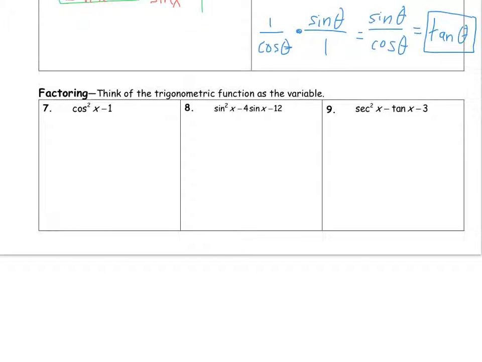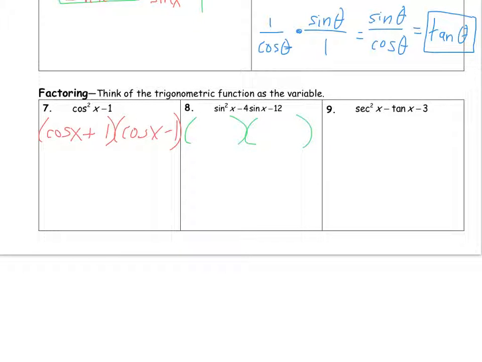Alrighty, this last section is really just here to remind you of how to factor, or perhaps teach you if you never learned in the first place. Take a look at number 7. Difference of squares, ladies and gentlemen, that's all this is. Just write this as the quantity cosine x plus 1 times the quantity cosine x minus 1. Second one, again, think of this as the variable. I have x squared minus 4x minus 12. I do not have a leading coefficient other than 1, of course, so I can just break this down into my two parentheses.